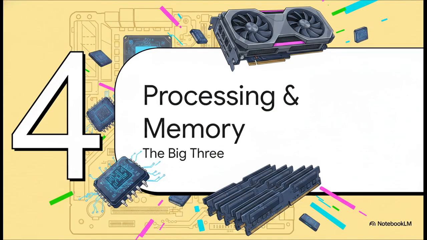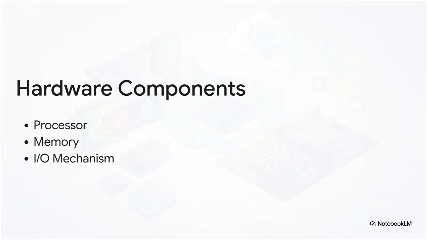Moving on to Section 4, Processing, Memory, and Transfer, the Big Three. At the most basic architectural level, every single computer consists of just these three primary pieces. First, you have a central processing unit, or processor, that acts as the brain to fetch, decode, and execute programs. Second, you have memory, which stores your data and instructions temporarily. And third, you have the input-output system, or I/O, which is the whole mechanism for transferring data to and from the outside world.